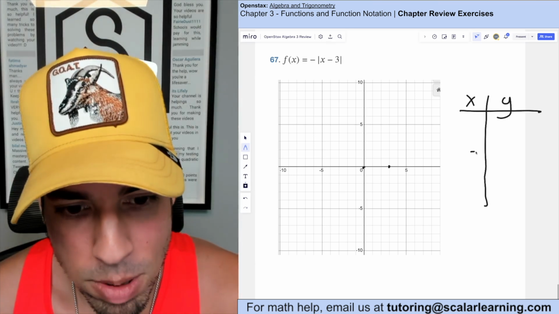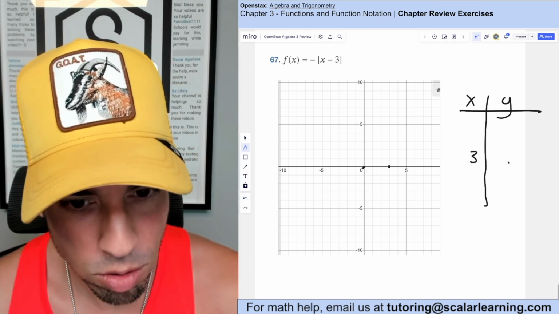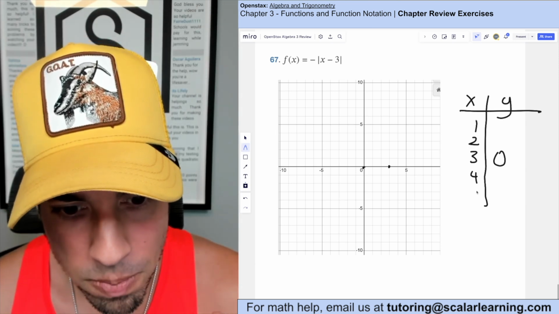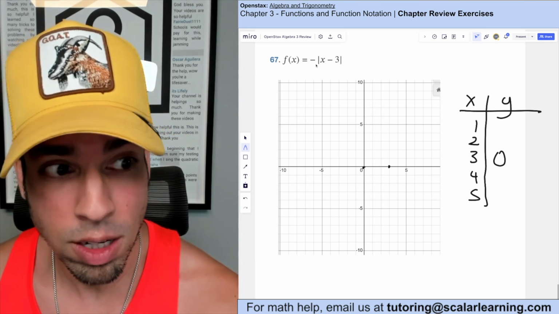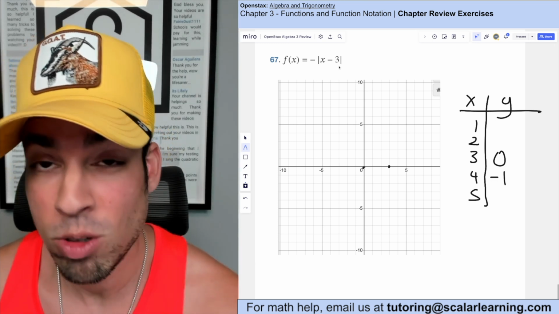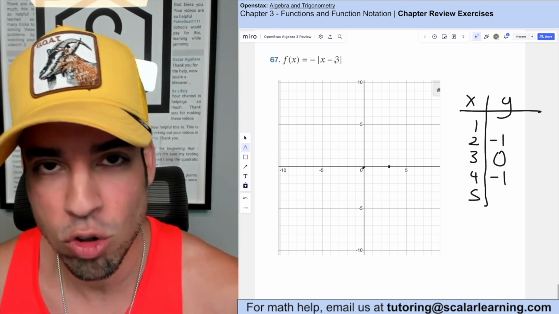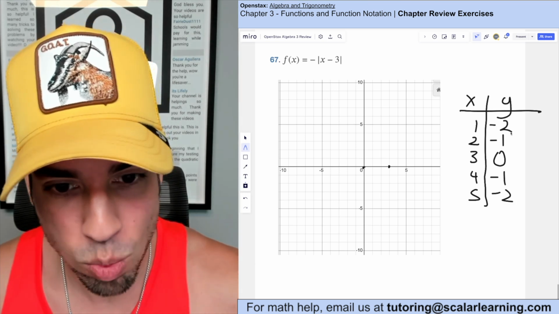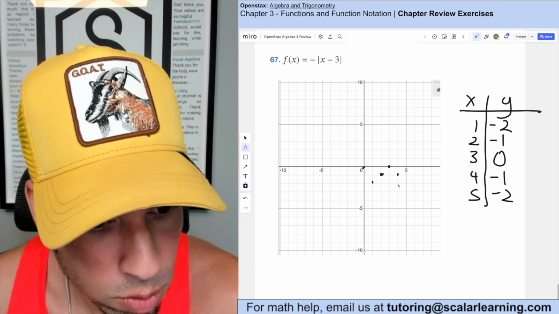My vertex is going to be that starting point where we zero out the absolute value, which is going to require a 3. Plug in 3, we get 0. Then I'm going to test 2 other points. How about 2, 1, and 4, and 5. So here when I plug in 4, I get 4 minus 3, which is 1. Absolute value of 1 is 1, times negative is negative 1. Same with 2. 2 minus 3 is negative 1. Absolute value, that's positive 1. Negated is negative 1. With a 5, we get 5 minus 3 is 2. Absolute value is 2. Negative 2, and we get a negative 2 up here as well. So the other points would be (2, -1), (4, -1), (1, -2), (5, -2).